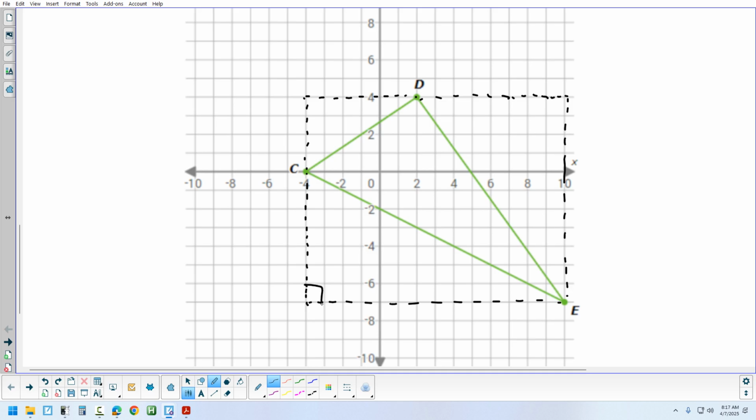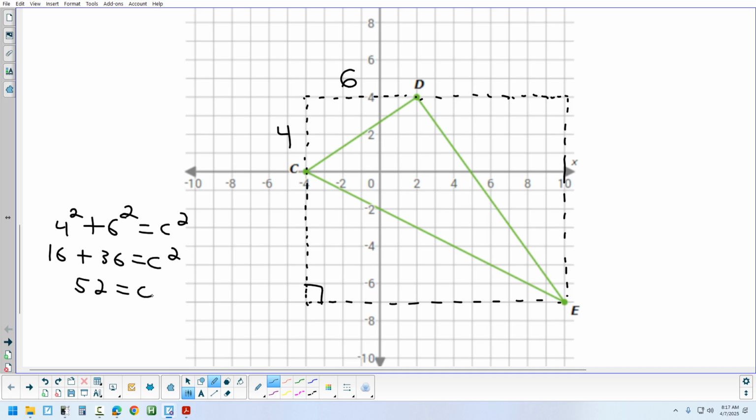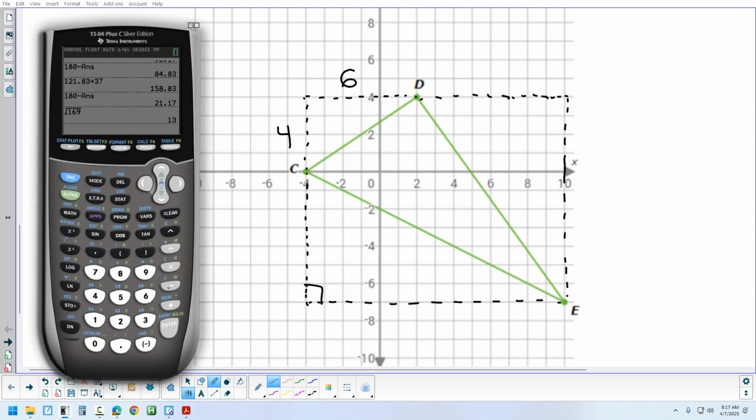Okay, start with the one in the upper left. 1, 2, 3. So it's up 4. The top side is 1, 2, 3, 4, 5, 6. Have we done Pythagorean theorem with a 4 and a 6 yet? No, so they're not going to be nice numbers this time. But when we do it out, we get 4 squared and 6 squared. And when you add 16 and 36, you get 52.